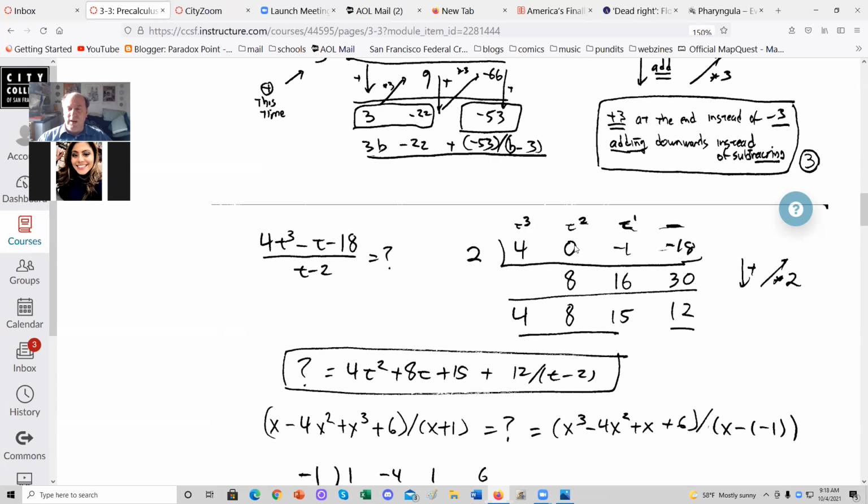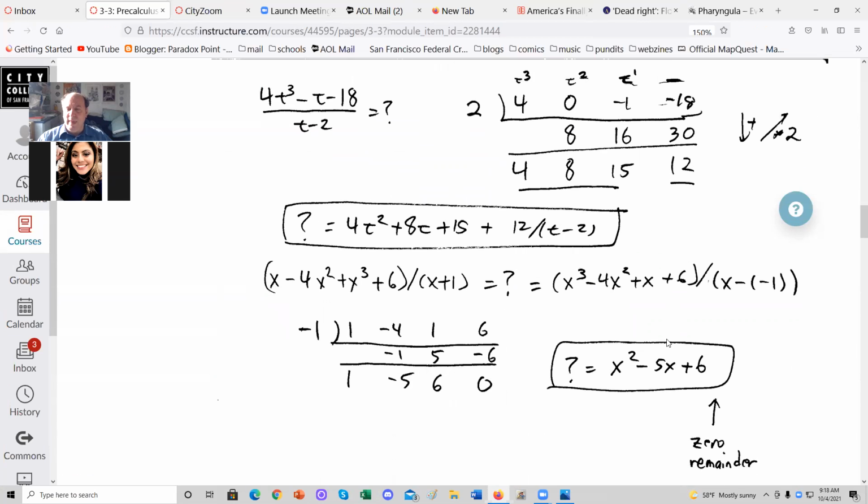Bring down the 4. Times 2 is an 8. Plus 0 is an 8. Times 2 is a 16. Plus negative 1 is a 15. Times 2 is a 30. Plus negative 18 is a 12. So this ratio equals 4t squared plus 8t plus 15 plus 12 over t minus 2.